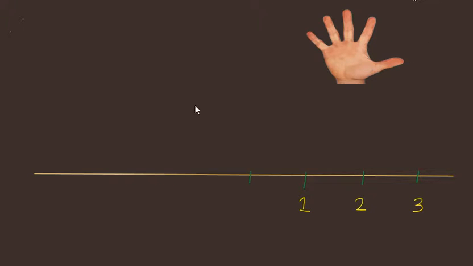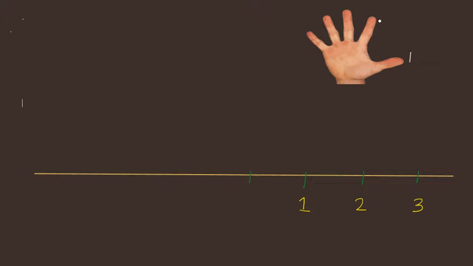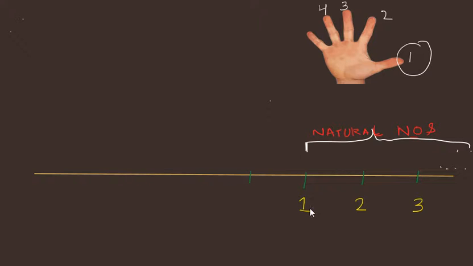Okay, for instance, if I ask you to start counting the number of fingers you have, it's very much natural for you to start counting from 1, 2, 3, 4 and it'll go on. So it's very much natural for you to start counting from 1. So natural number starts from 1. Let's mark natural numbers on a number line. So starting from 1, 2, 3 and it continues, they will all be natural numbers.